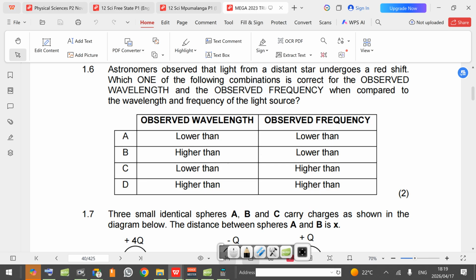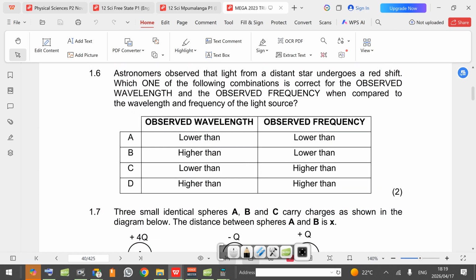All right, quickly answer this multiple choice for me, everybody. Astronomers observe that the light from a distant star undergoes a red shift. Which one of the following combinations is correct for the observed wavelength and the observed frequency when compared to the wavelength and frequency of the light source? It is red shift.